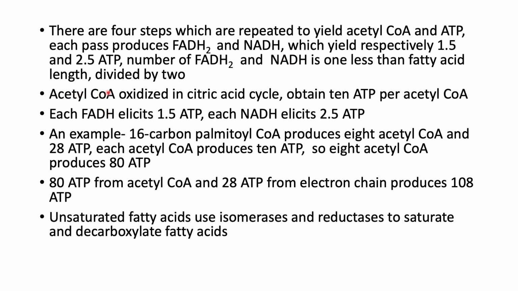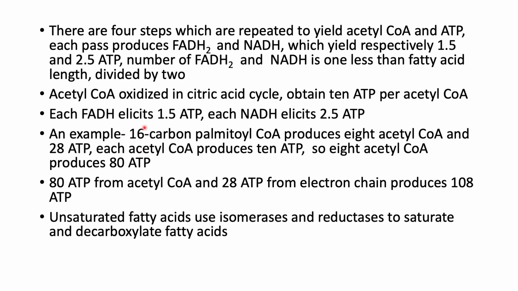The acetyl-CoA is oxidized in the citric acid cycle. Again, 10 ATPs are produced per acetyl-CoA. And again, this is the watchword: 1.5 per FADH2, 2.5 ATPs from each NADH. So if you have a 16 carbon palmitoyl-CoA, that gives you 8 acetyl-CoAs and 28 ATPs, and each acetyl-CoA produces 10 ATPs. So you have 8 acetyl-CoAs producing 80 ATPs.